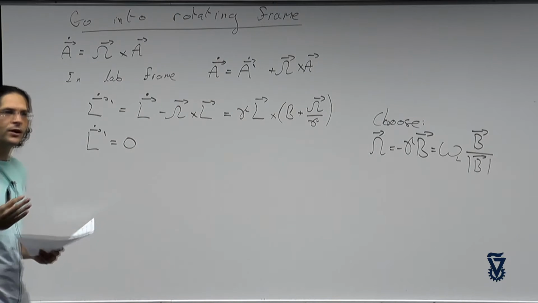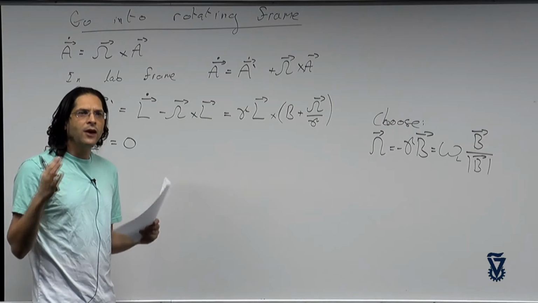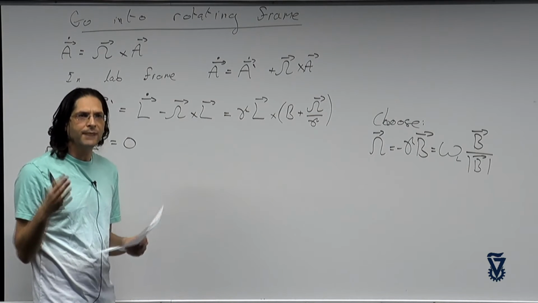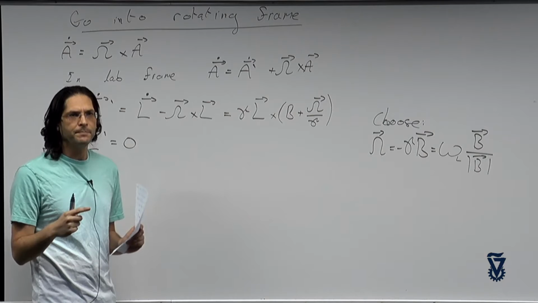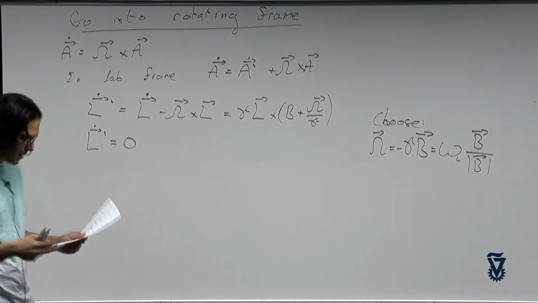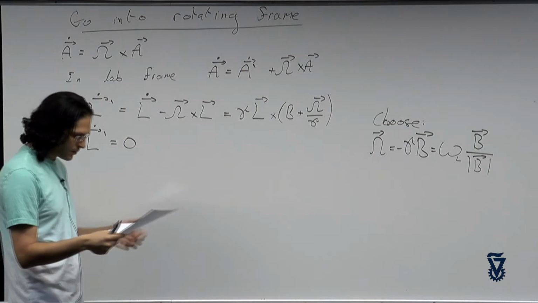Now the next step that we're going to do is add an alternating field, a rotating magnetic field in the lab frame. And we're going to see how that affects our magnetic moment. Okay?